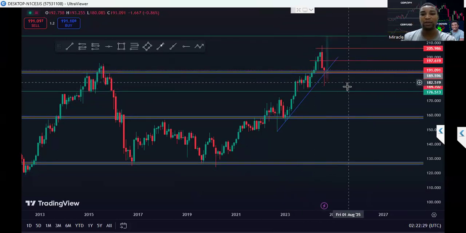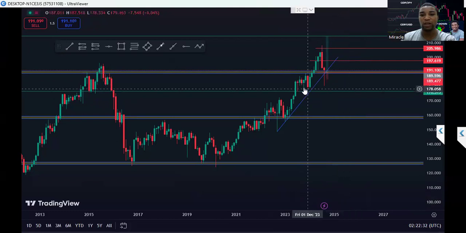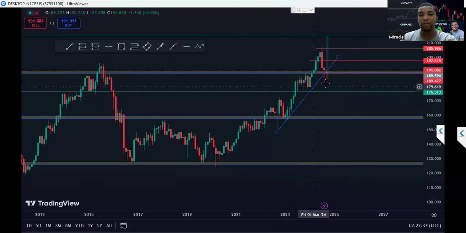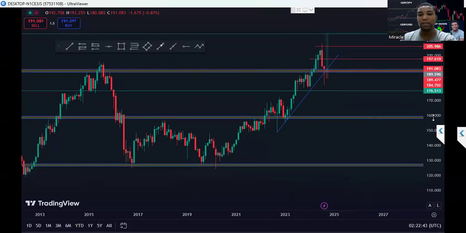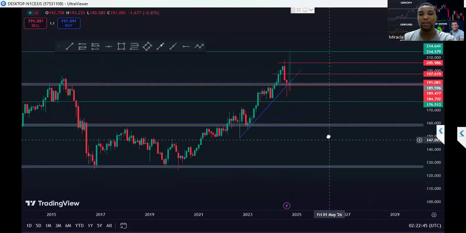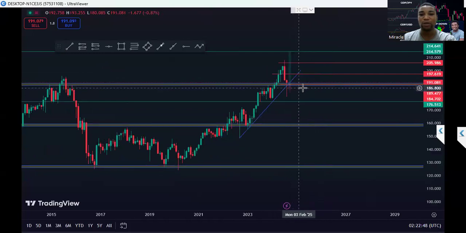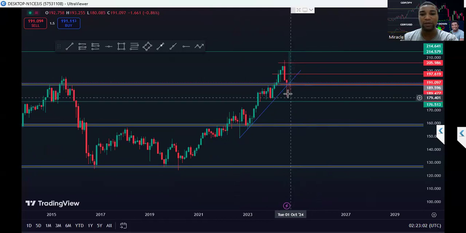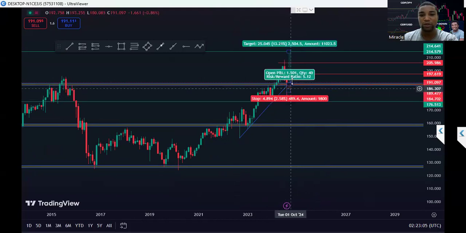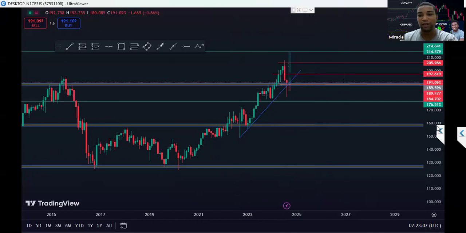Why? Because this looks to me like a weak rejection. And this, again, is also a demand area here. Maybe the market came to test it. The only time I will consider this market bearish is if I see a weekly candle close below this area, this major zone. When I see a close back down below this zone, then I will consider this market bearish. But for now, this is still a weak rejection, so I will assume that this market is a fake out.